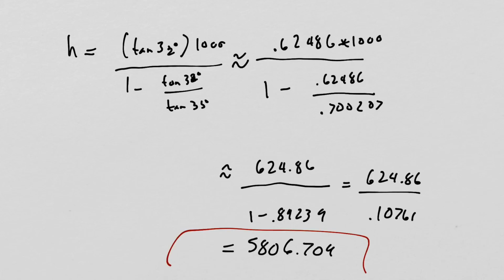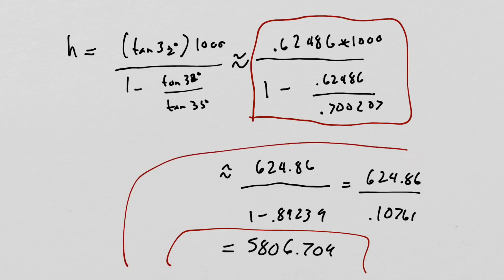Here I've also included just an approximation of the solution if we plugged it into the calculator. So the mountain is approximately 5,806.709 units tall, whatever the units were.